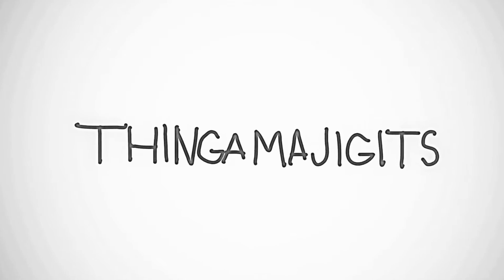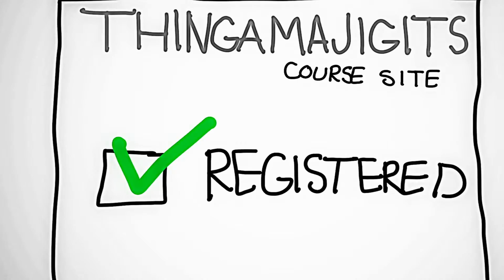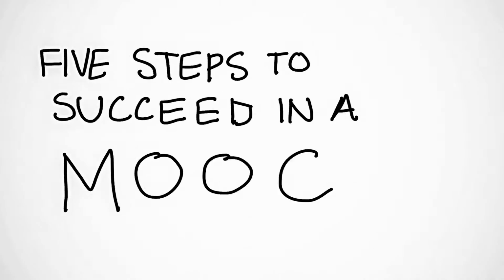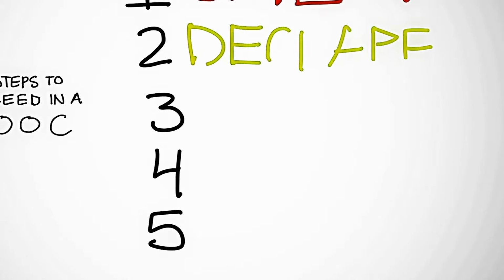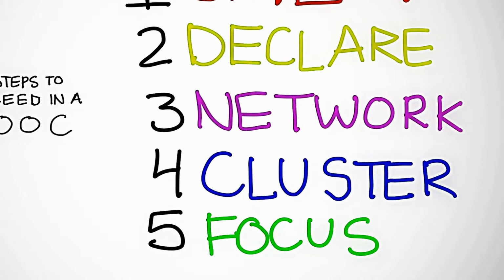Let's say you've just registered for a MOOC about thingamajiggets. You've registered at the course site and you've decided that you're going to commit your time, but you're trying to figure out where to start. This is 5 steps to succeed in a MOOC. You need to orient, declare, network, cluster, and focus.